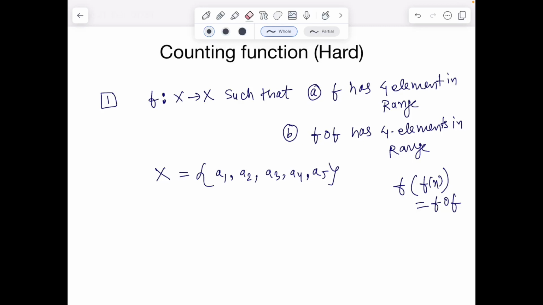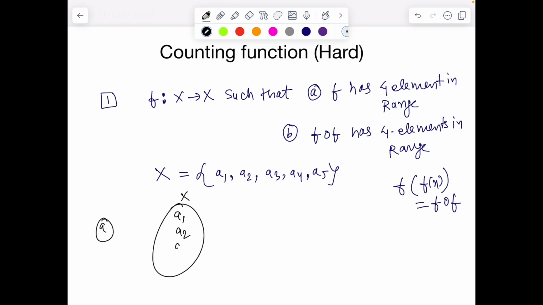Morning all, and we have counting function part 2, and here we'll be discussing advanced level and a little bit hard level problem. If f has exactly 4 elements in the range, the second part is f of f, which is composition of function, has 4 elements in the range. So let's deal with the first part first.